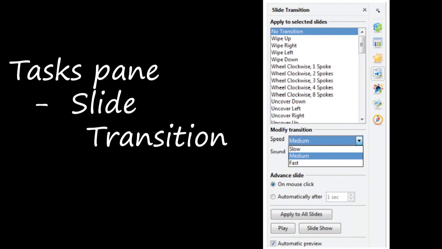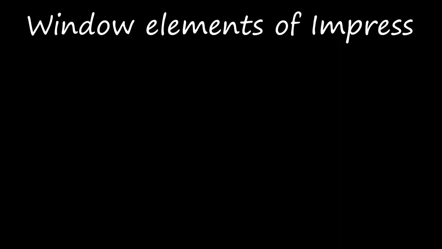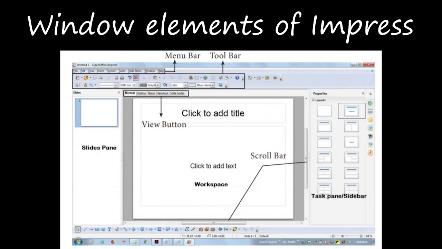And the next one is window elements of Impress. Okay, this shows the elements of the Impress window, an open source application. Okay, the window elements of Impress will include title bar, menu bar, toolbar, ruler bar, scroll bar, and these are similar to the elements of OpenOffice Writer also, right?